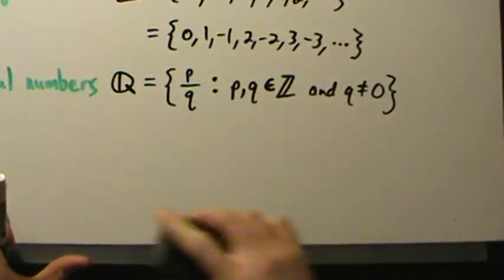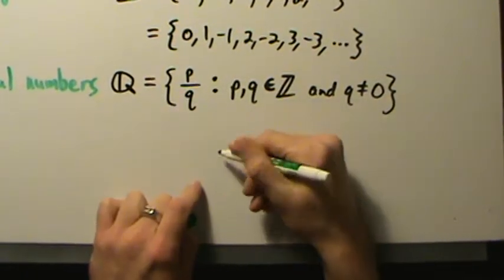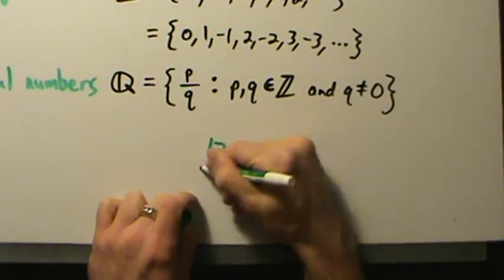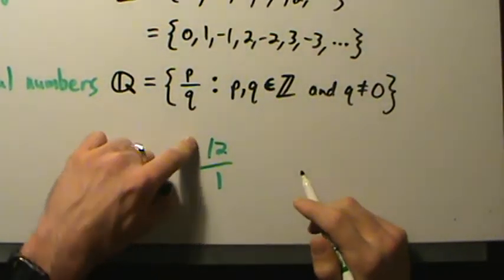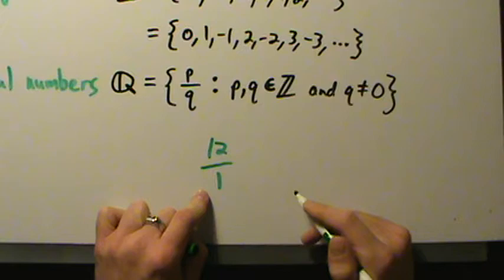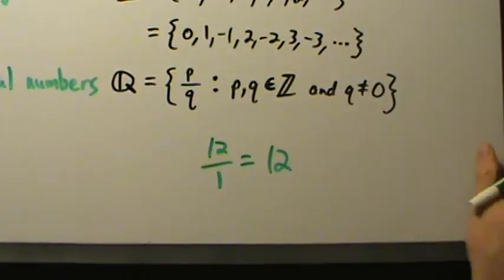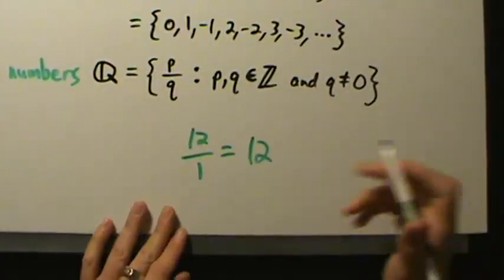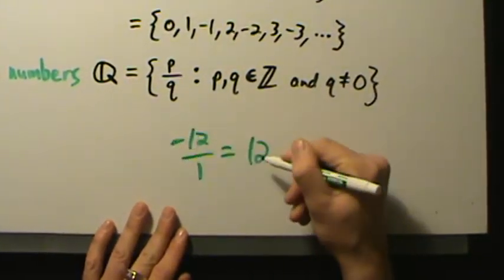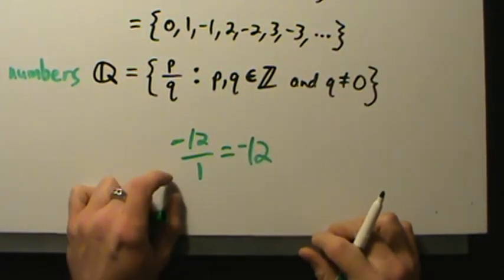What else could be a rational number? Well, hey, integer over integer. What if we say something like 12 over 1? Is that rational? Yeah, because it's an integer on top and an integer on bottom, and the bottom is not 0. But what is 12 over 1? It's 12. What kind of number is that? It's a natural number, a whole number, and an integer. What about negative 12 over 1? Well, it's the same thing as negative 12. So yeah, that still counts.